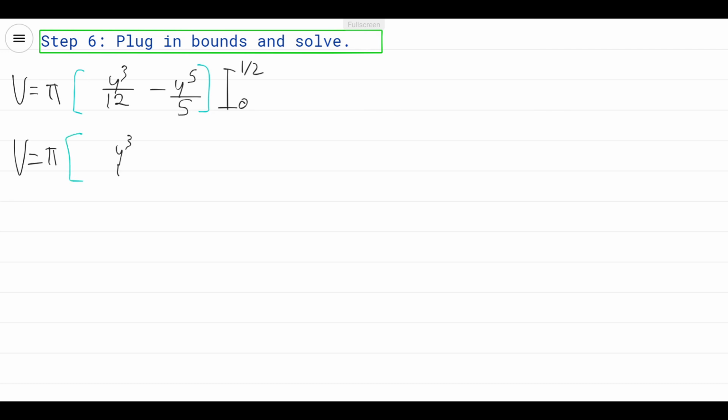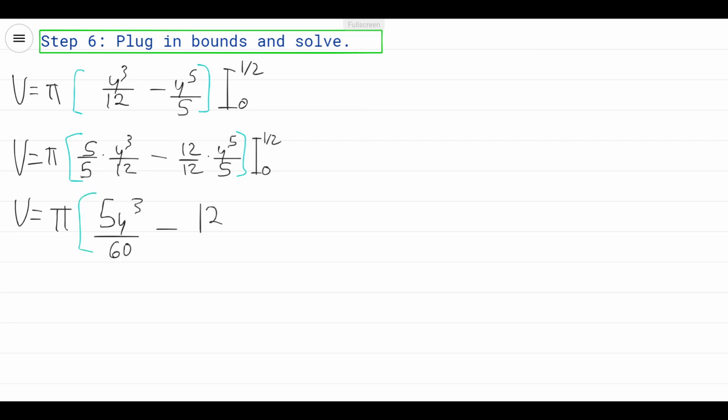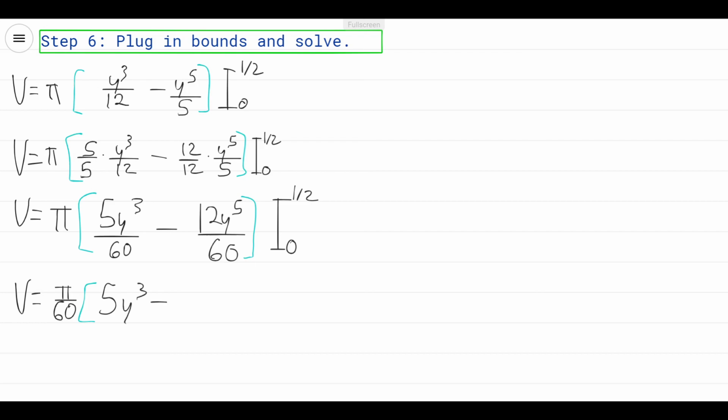So now, just to make this a little easier when we plug this in, we're going to have a common denominator. We want a common denominator, the least common multiple of 5 and 12, which is 60. So we'll multiply the first term by 5 over 5, and the second term by 12 over 12, bounded from 0 to 1/2. It makes it easier when we plug it in. So now we have 5y cubed over 60 minus 12y to the fifth over 60, bounded from 0 to 1/2. So thus we can pull out the 1 over 60, and we're left with pi over 60. And now we have one line, 5y cubed minus 12y to the fifth power, bounded from 0 to 1/2.